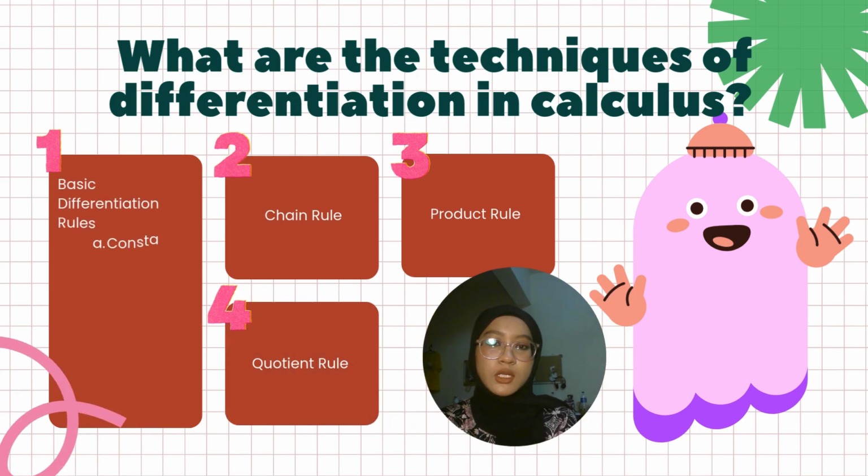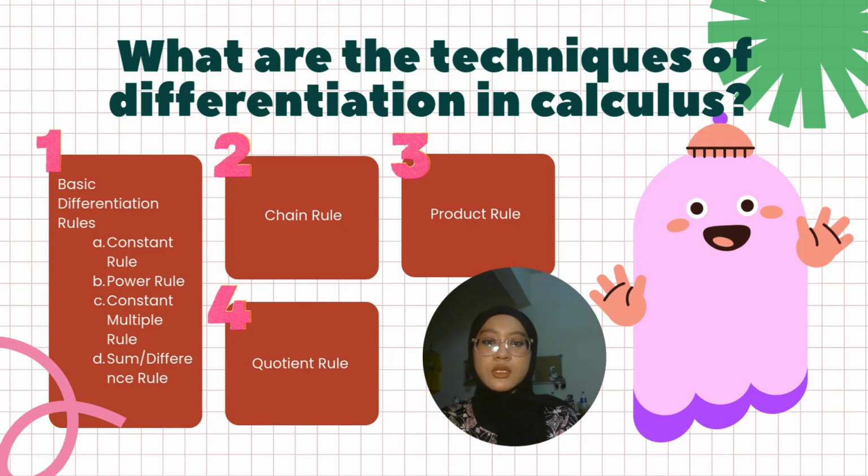So, what are the techniques of differentiation in calculus? First, we have basic differentiation rules, which contain four techniques. First, constant rule. Second, power rule. Third, constant multiple rule. And lastly is difference rule, also known as sum rule. Next, chain rule, product rule, and quotient rule are for a lot more complex differentiation.